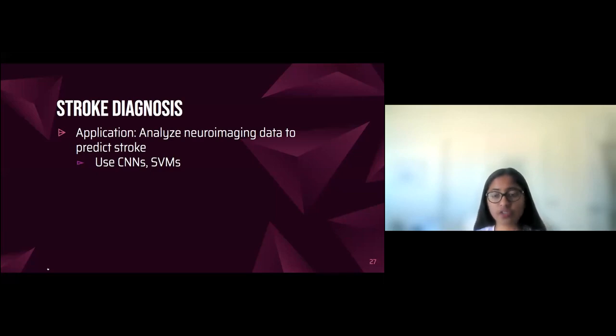Okay, so this is kind of more of a niche application of AI, but stroke diagnosis and artificial intelligence are two fields that go really well together in that you can use AI to analyze neuroimaging data and predict stroke. A lot of researchers have done this, even a few companies, to varying levels of success. Most recently, there was a company that was able to get FDA approval for their algorithm to detect stroke on neuro images.